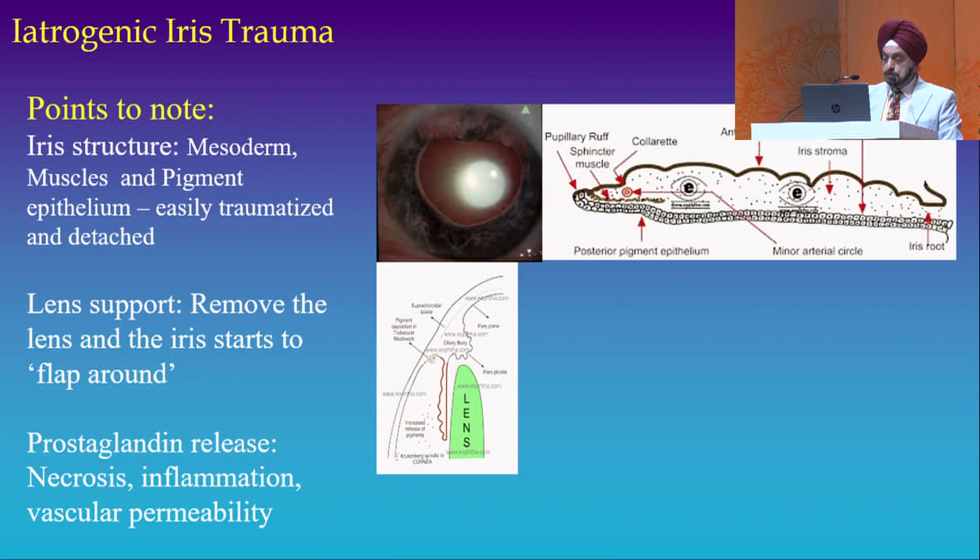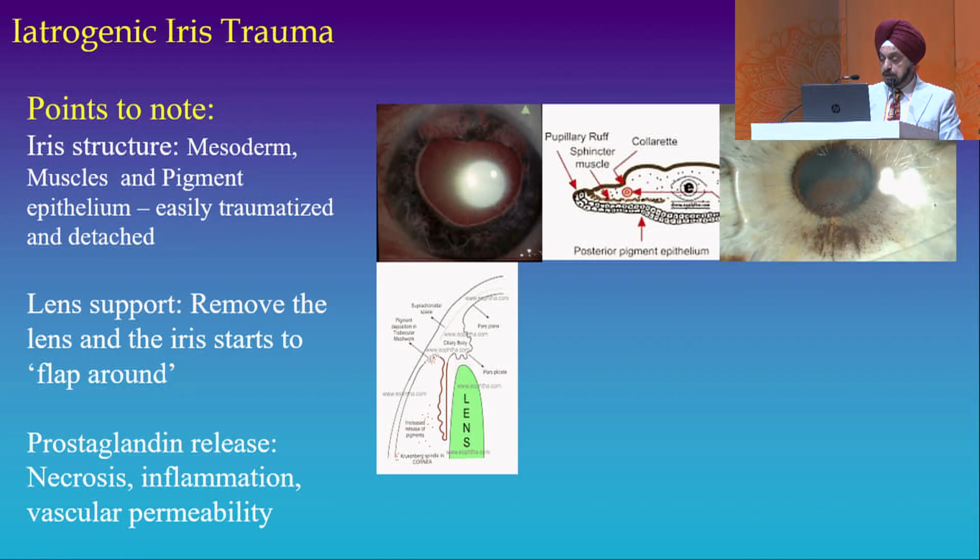The iris structure is made up of mesoderm and the pigment epithelium. The pigment epithelium is very easily disturbed, and with your manipulations, you get these transilluminant areas of the iris because of the trauma of surgery. You get pigment dispersion with pigment collecting on the lens, which can cause glare and halos, and also in the angle, causing glaucoma.